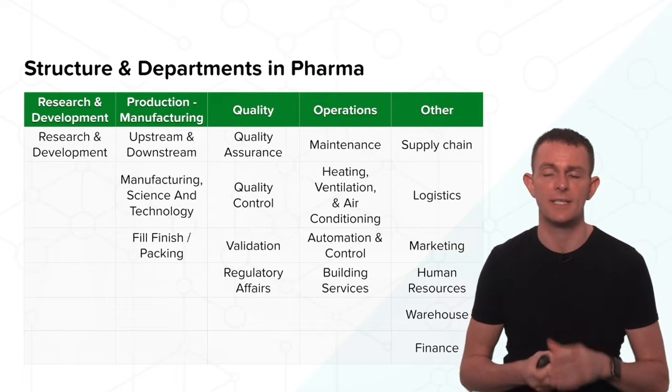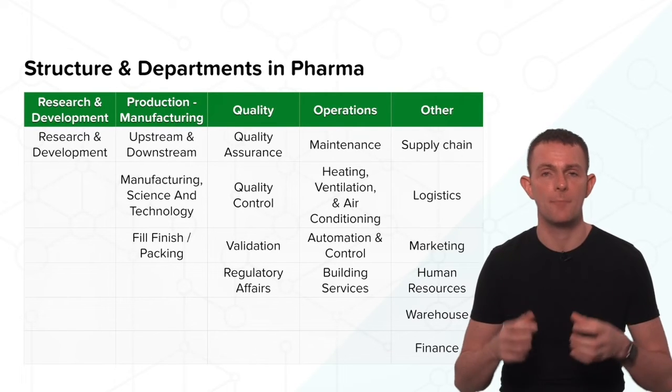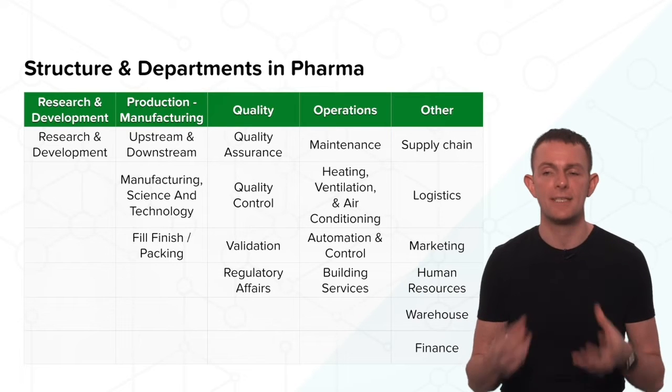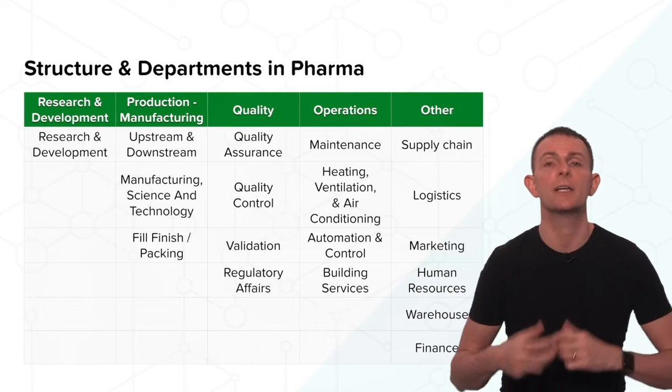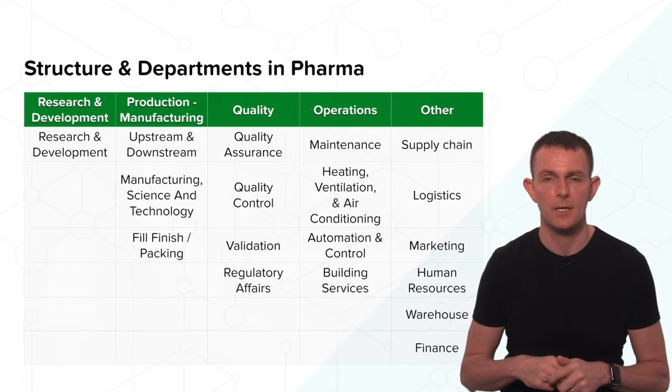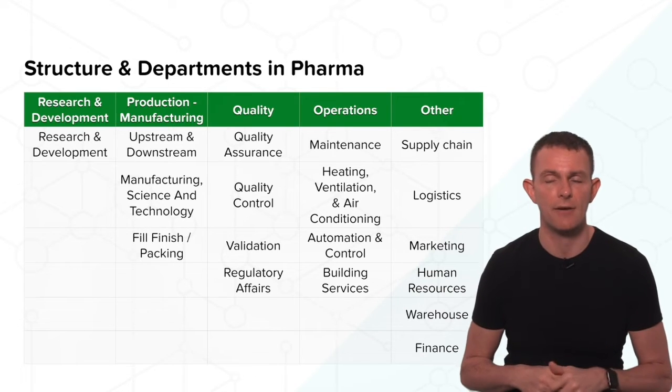Operations is again quite extensive. You've got maintenance who actually have to maintain all the different machinery and systems involved there. So a lot of engineering and manual labor tasks there. You've got HVAC, or heating, ventilation, and air conditioning teams.